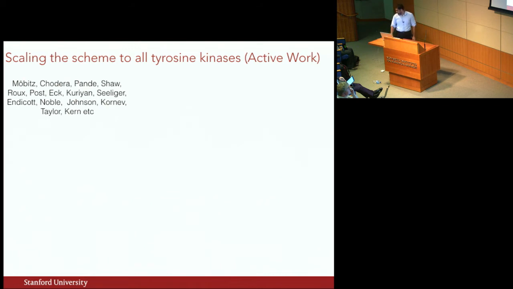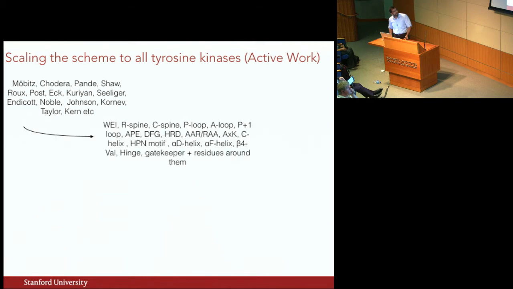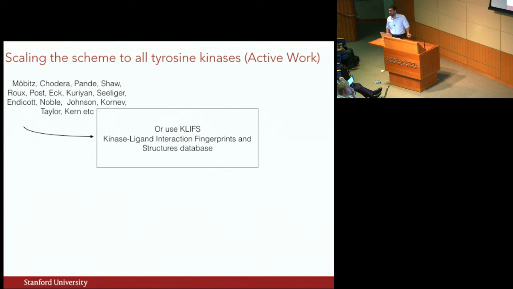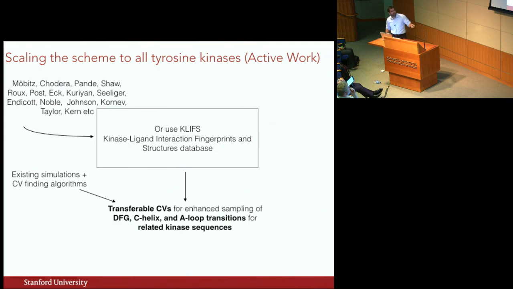OK, so coming back to the kinase, but since I only have 30 seconds, I'm going to go quickly. You read all the papers you can to sort of build this dictionary of things you're interested in, which is like a lot of different residue sets. And then John Chodera comes along, and he's like, oh, yeah, by the way, somebody already did this work for you. It's called KLIFS. Then we have all of our existing simulations, and we have all of our collective variable finding algorithms. Now what that allows us to do is build these transferable coordinates that will hopefully work for a large range of sequences.